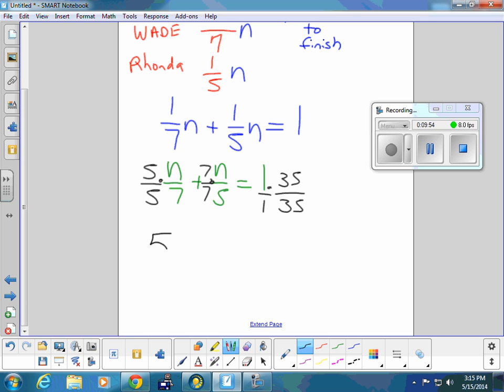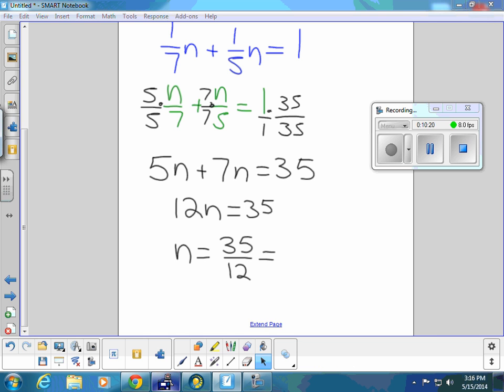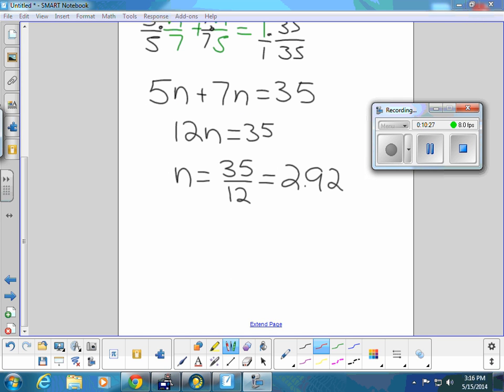Okay, so now we have common denominators, so we can just solve the top. And we get 5 and 7 is 12n equals 35. So it's going to be like 2 point something. So n equals 35 divided by 12. And if you do that on your calculator, you're going to get, someone said 2.92. So we get 2.92.